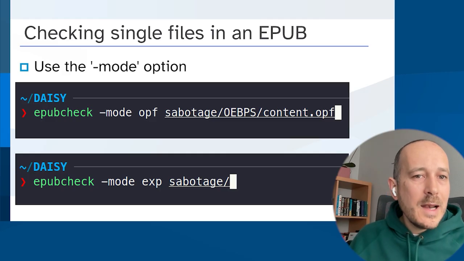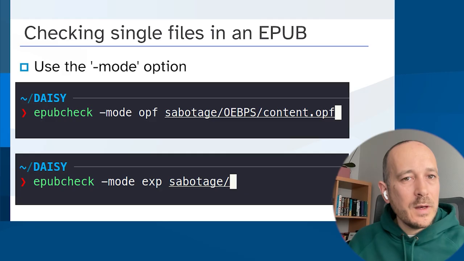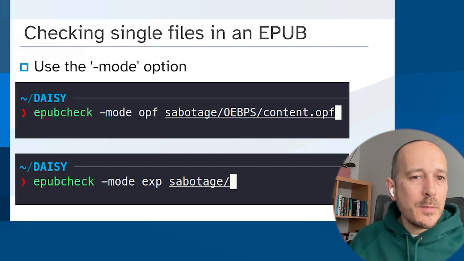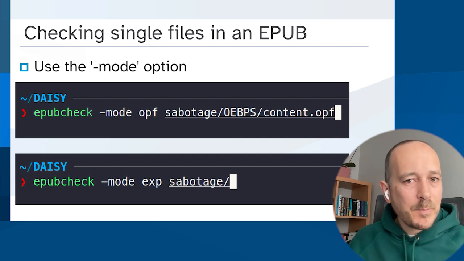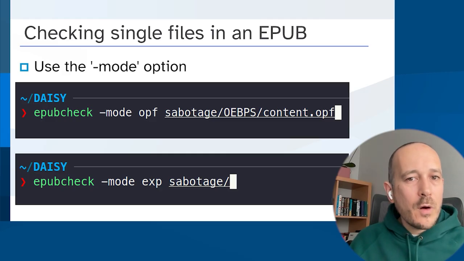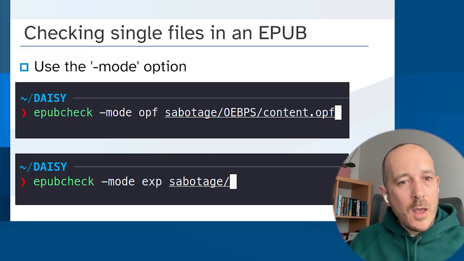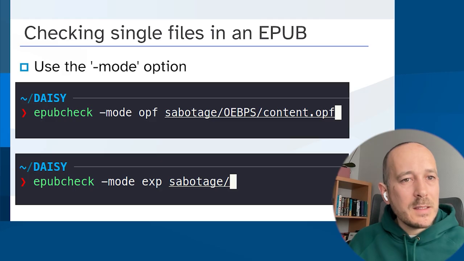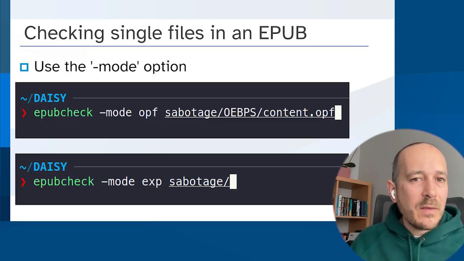What is sometimes less known is that EPUBCheck can also check individual documents within an expanded EPUB. Let's say we edited the package document of our EPUB publication, for example, to edit accessibility metadata. We can now ask EPUBCheck to evaluate the package document only for a quicker and more targeted result. To do that, we can invoke the EPUBCheck command with the option -mode opf, followed by the path to the package document .opf file.